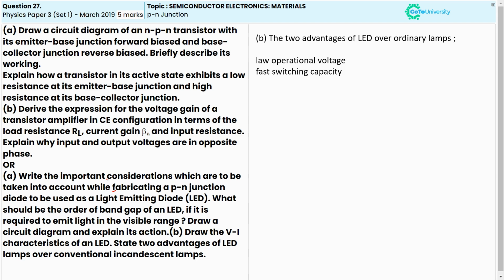Okay, and the VI characteristics of an LED will look like this. Here is the I and here is the volts. As the voltage increases, the current also increases gradually. This is the VI characteristic of an LED diagram.